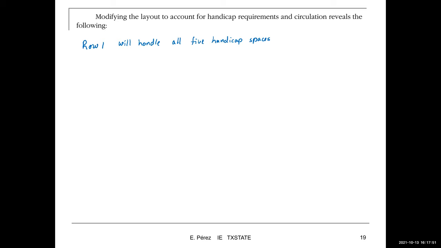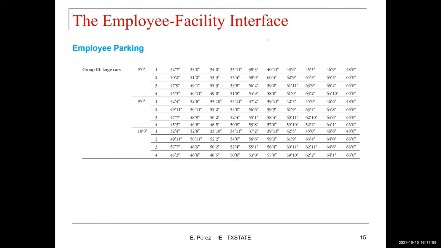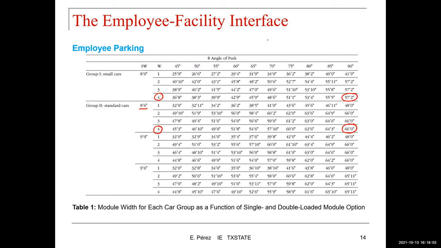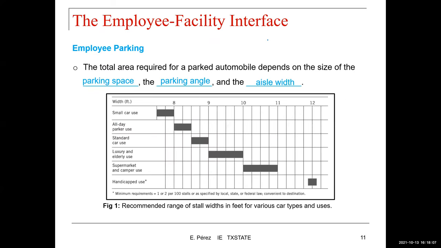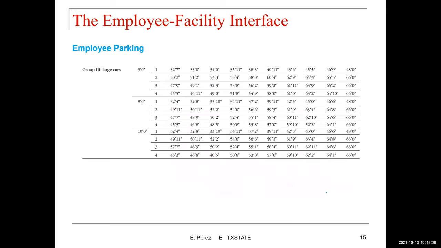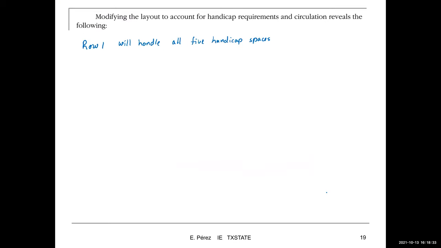So the handicap spaces require a width of 12 feet. So that's the width that is gonna be required for the handicap. Okay, so 12 feet. We have to design for that width, and we need five spaces. So it's 5 times 12, which is equal to 60 feet. And we are gonna accommodate those five spaces in the first row.